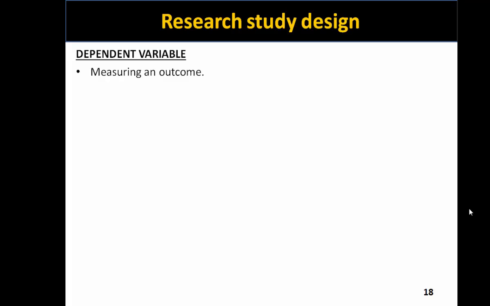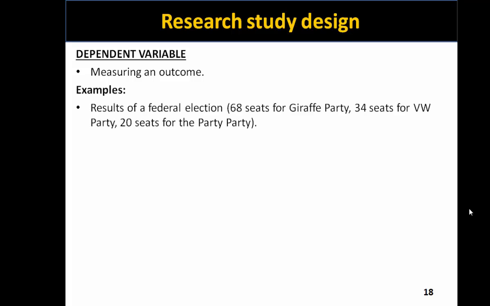Now, central to the use of the procedures to generate descriptive and inferential statistics is defining what a dependent variable is. So a dependent variable is that variable that measures an outcome. This is what we're interested in with a research study. So as an example, the results of a federal election is the outcome, and that's something that we're interested in.